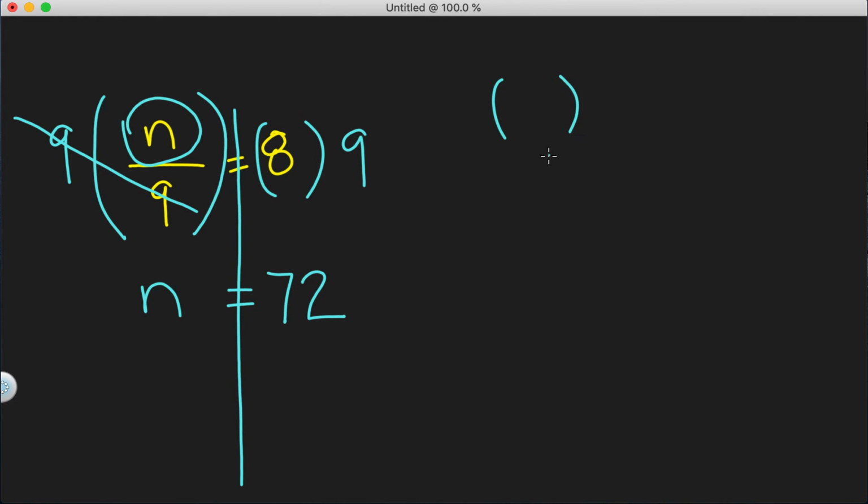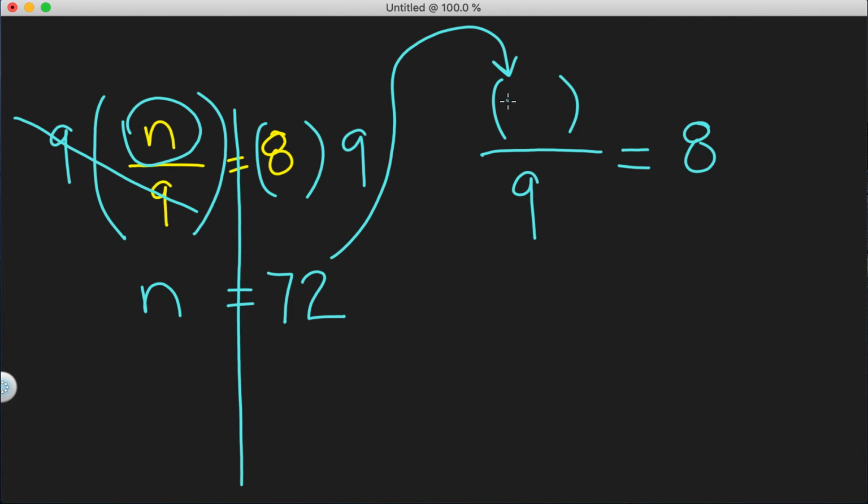So I'm going to copy my equation again to check it. I'm going to replace my variable with parentheses here. Over 9 is equal to 8, so this was my original equation. I'm going to plug in this value for the n, which makes it 72 divided by 9 is equal to 8. I perform the operation, 72 divided by 9 is 8, and we get 8 is equal to 8.